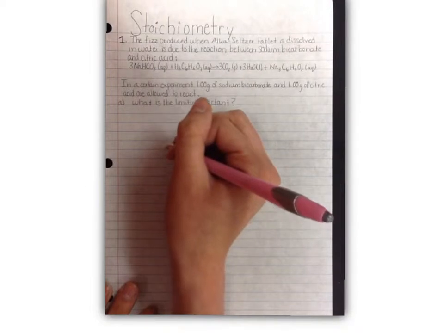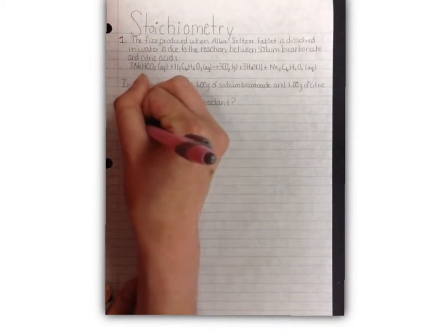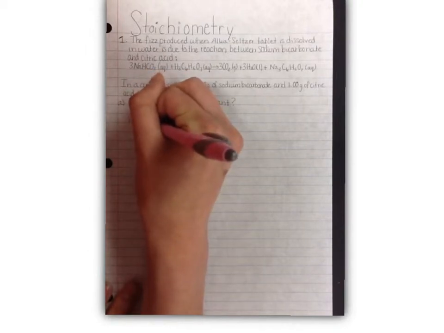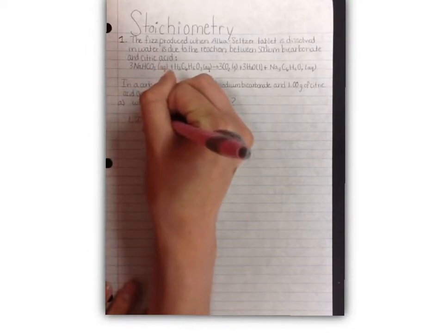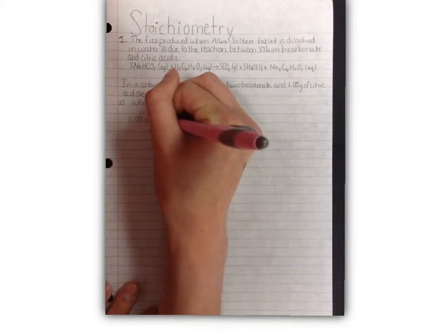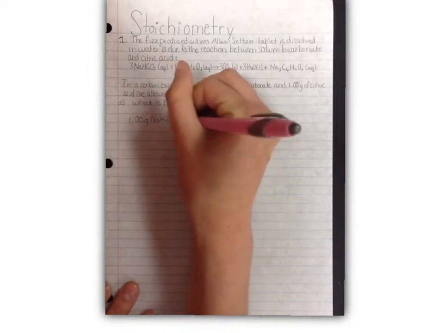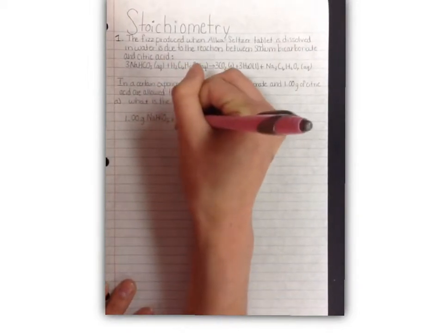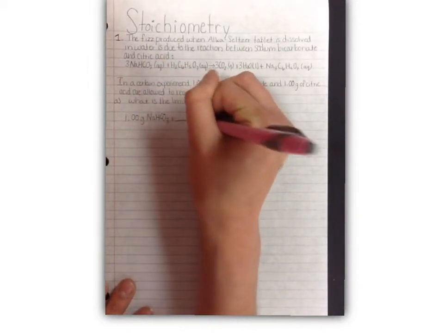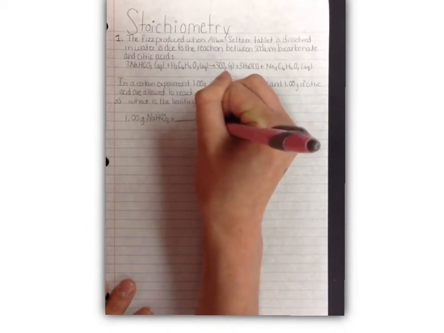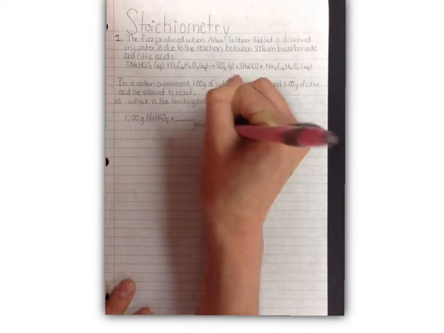So first off, we are going to start by writing down what is given to us in the problem. So we have 1 gram of sodium bicarbonate. And we are going to need to convert it to grams of CO2 to see what the limiting reactant is.